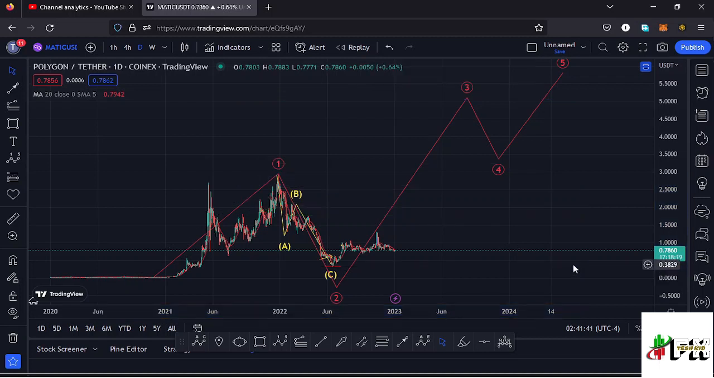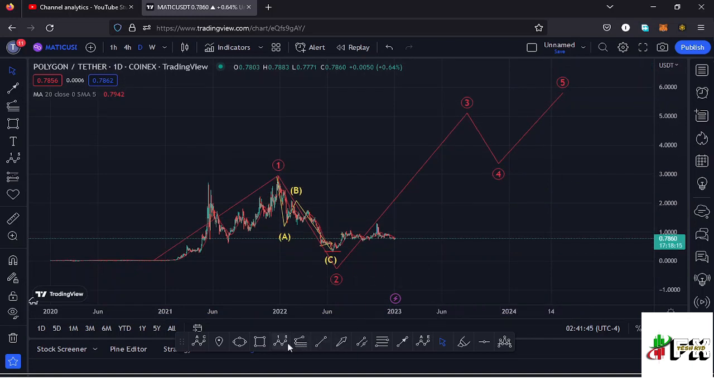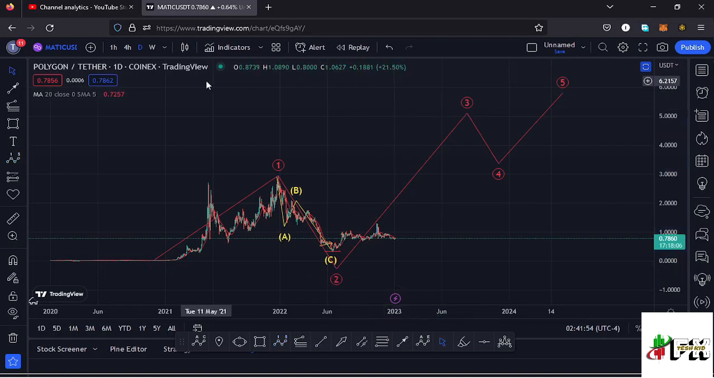And that is my long-term scenario that I'm expecting to play out here on the Polygon Matic chart. And in the formation of that wave 3, which is an impulsive wave, we also expect to see fractal waves in formation within that higher Elliot wave count 3, where we can expect the wave 5 of the fractal wave to complete the formation of that higher Elliot wave count 3 to the upside.